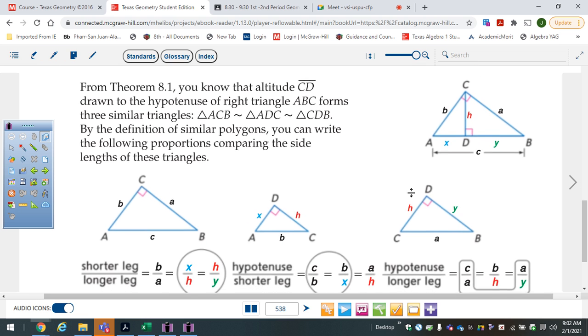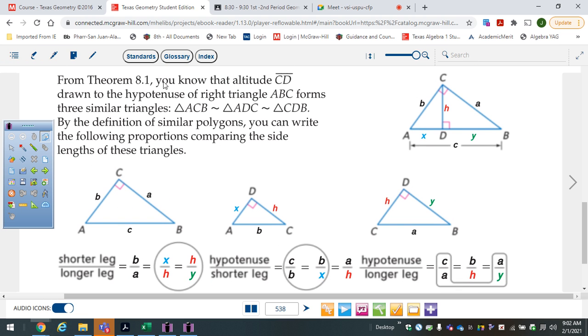Okay, so let's look at this real quick. From Theorem 8.1, you know these triangles, right? You know that the altitude CD drawn to the hypotenuse of right triangle ABC forms 3 similar triangles. So we have the small one, the medium one, and the bigger one. By definition of similar polygons, you can write the following proportions comparing the side lengths of these triangles. If you have those 3 similar triangles, then you can write proportions, because with similarity the side lengths are proportional.